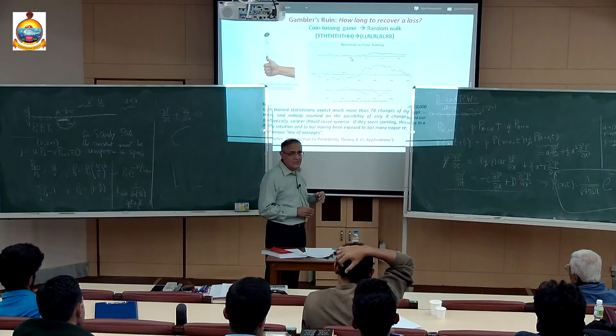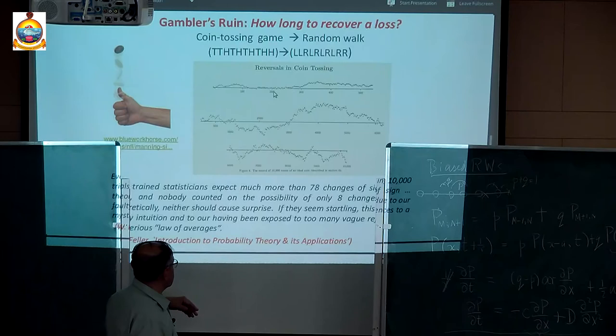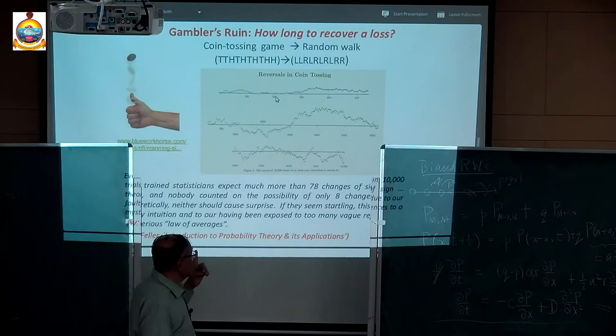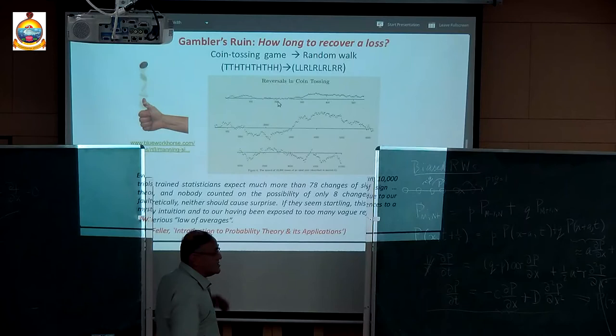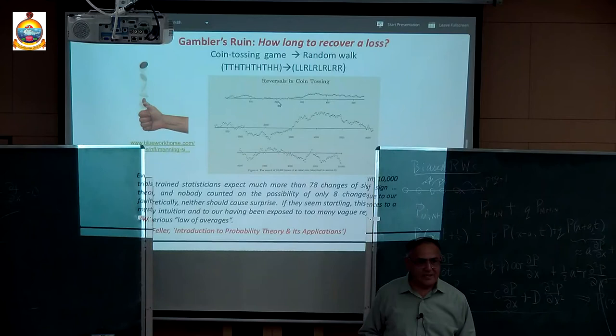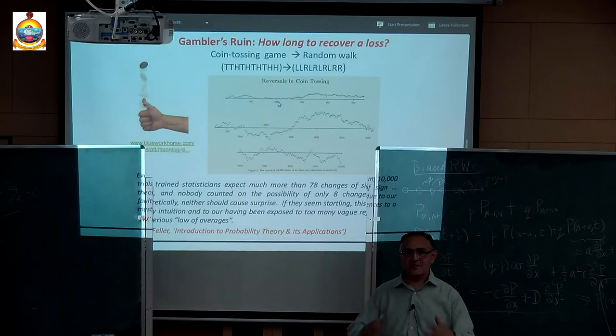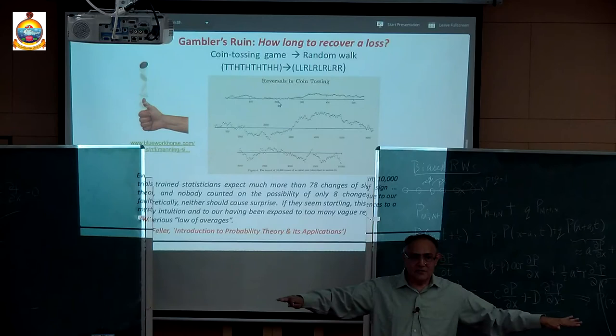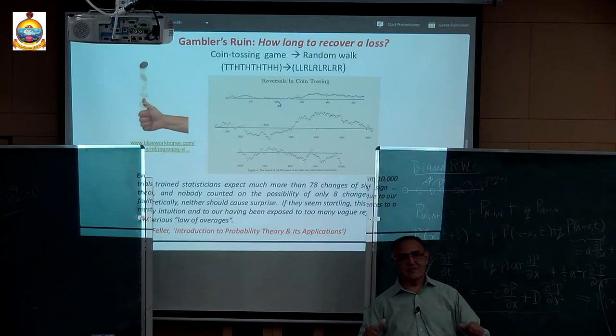I'll show you in a minute. But he says neither should cause surprise. If they seem startling, this is because of faulty intuition, which we can admit to, and our having been exposed to too many vague references to a mysterious law of averages. What is this mysterious law of averages? The moment I lose, I feel I can easily get back. That is wrong. You feel that on average it must even out. It will even out, but it will not mean that the lead will reverse. So you have to ask a precise question, get a precise answer, and relying on intuition is not the way.